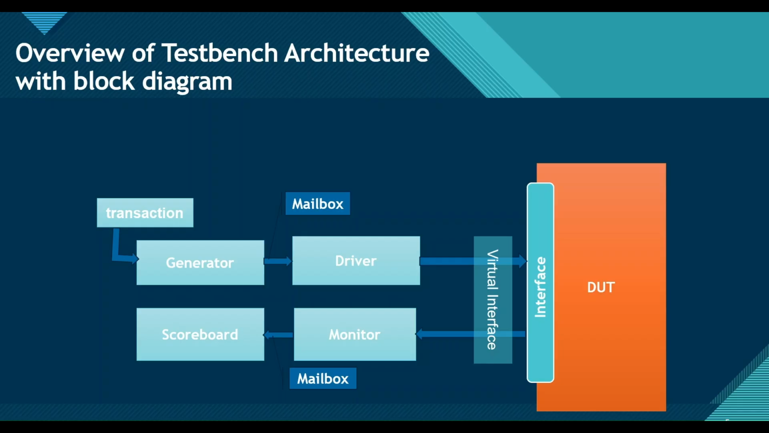Scoreboard. The scoreboard is also a class. It receives the output values from the monitor using the mailbox. It also calculates the expected output using the input values and compares the expected output values versus the actual output values coming from the DUT. If both values are equal, it reports that the verification is a success. If they are not equal, it reports that the verification has failed.